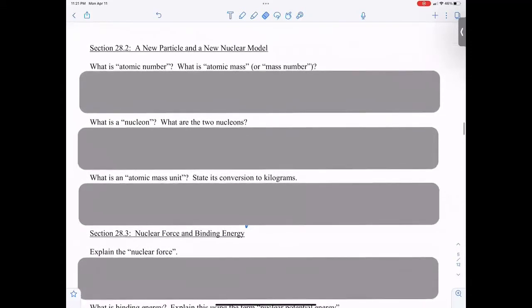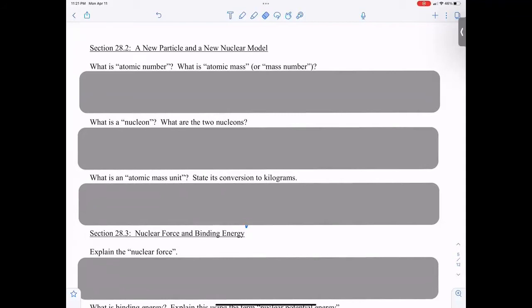Section 28.2, a new particle and a new nuclear model. Okay, so now we get into the nuclear physics. We have to get into the nuclear components and how those nuclear components interact with other nuclear components. So we have to start off with the basics, okay? Nuclear components, what makes up the nucleus.